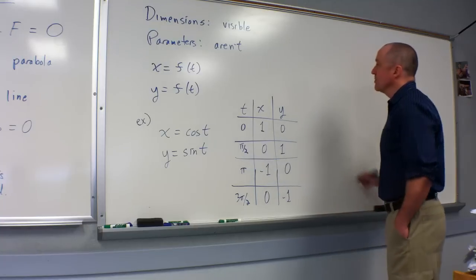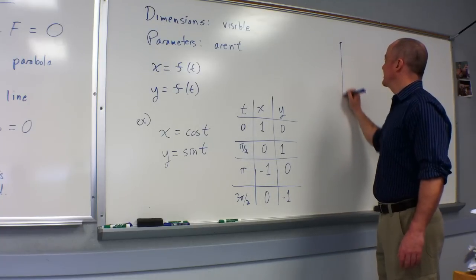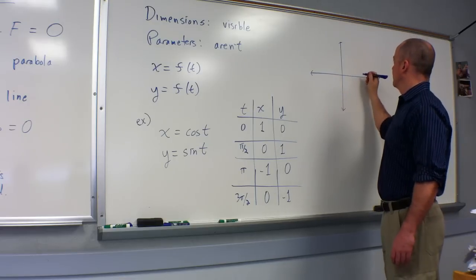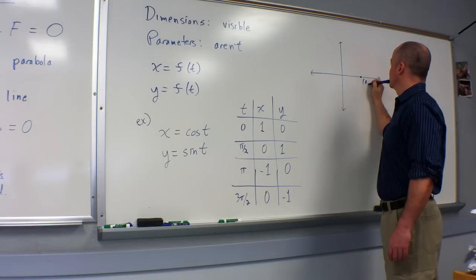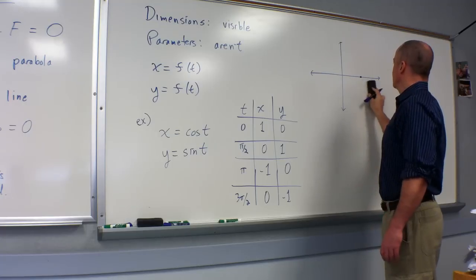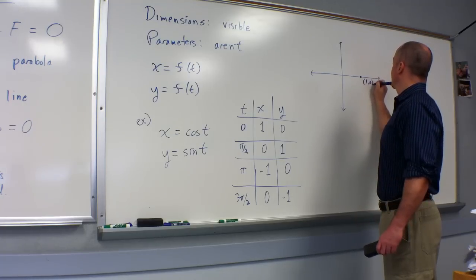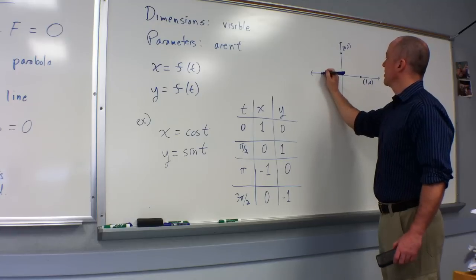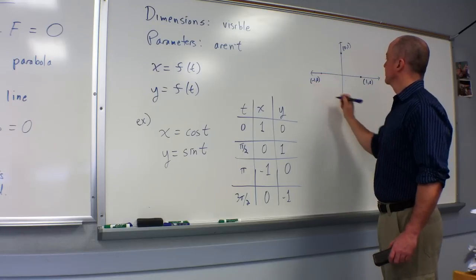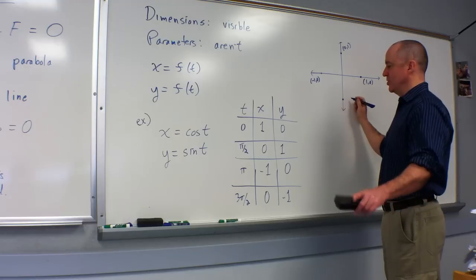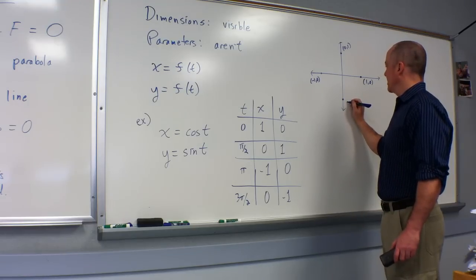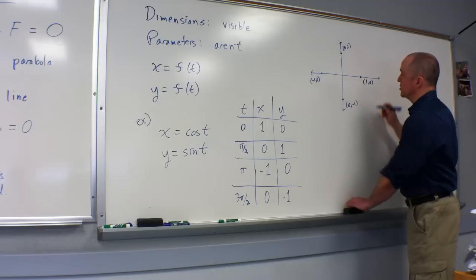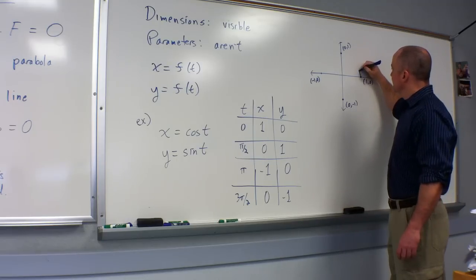Very good. So remember on a parametric graph, you can't see t. You can only see x and y. So the points are 1, 0, 0, 1, and, oh wait, it just makes the unit circle. Very good. And 0, -1.